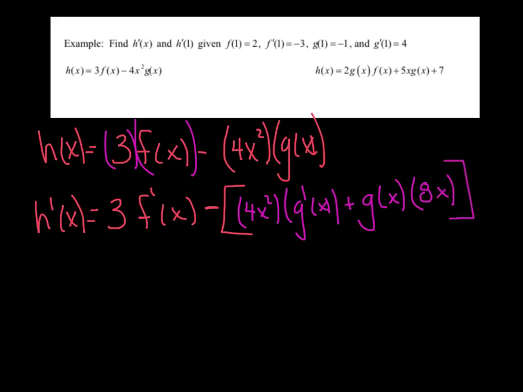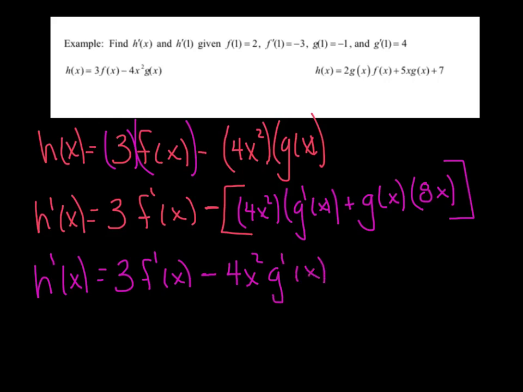Okay, now I am going to clean it up. So I'm going to say h prime of x equals, I have 3f prime of x. Watch that minus sign. So minus 4x squared g prime of x minus 8x g of x. Okay, so again, I'm writing this monomial term first, and I distributed that negative. So it said find h prime of x, which we did, and now it wants h prime of 1.